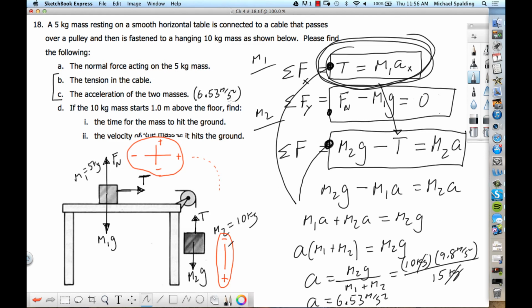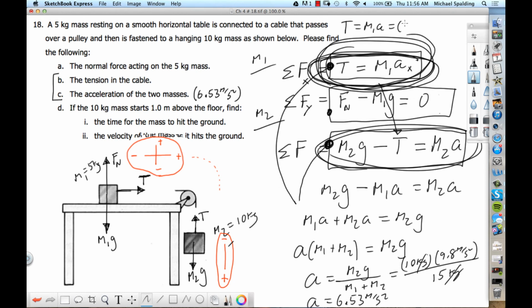Now, how do we get part B, the tension? You could plug it into this first equation up here, or if you feel like doing some more algebra, you could plug into this one. Either one. I think the first one's easier. T equals M1A, so that's 5 kilograms times 6.53, and this gives a tension of 32.7. Not meters per second squared, newtons. 32.7 newtons is the tension.